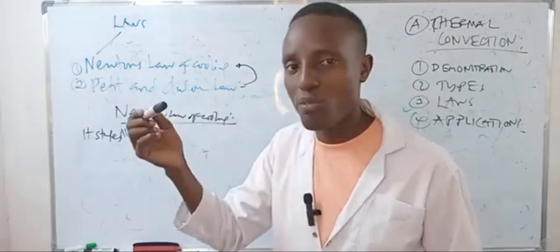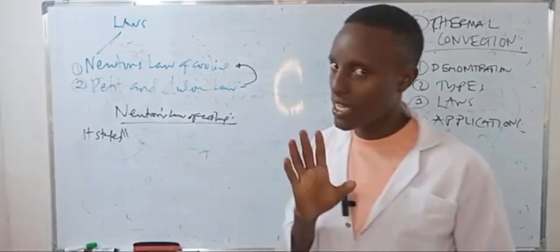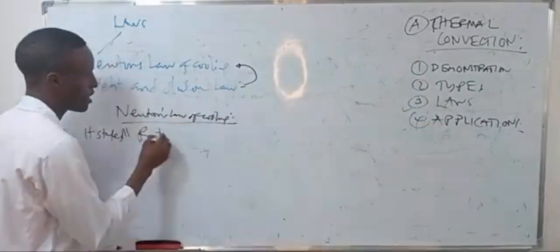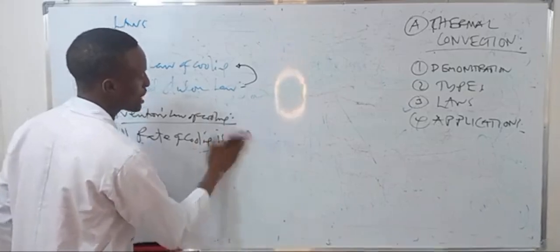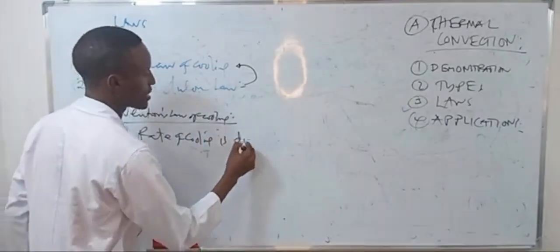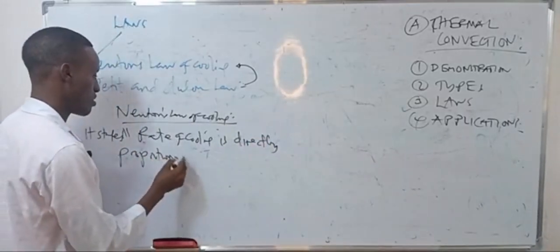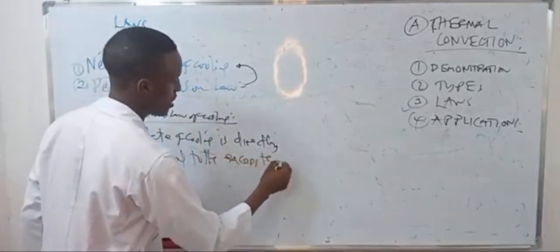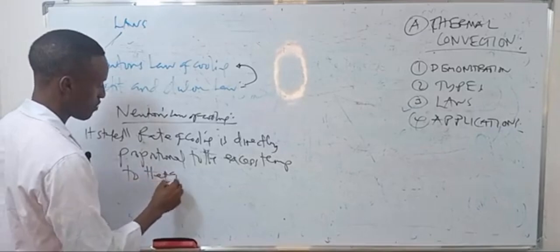So if you have a hot object, it will cool faster than a cold object or a normal temperature object. Why? Because it's a law. The rate of cooling is directly proportional to the excess temperature over the surrounding.